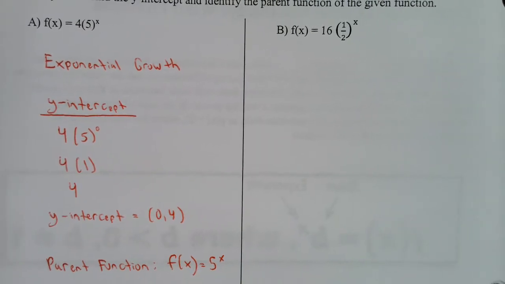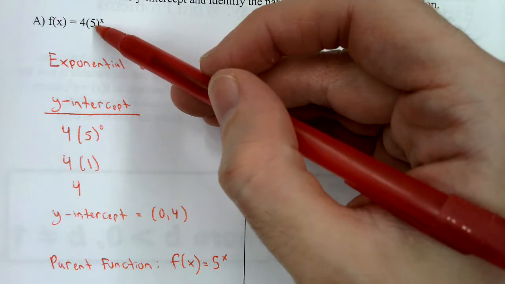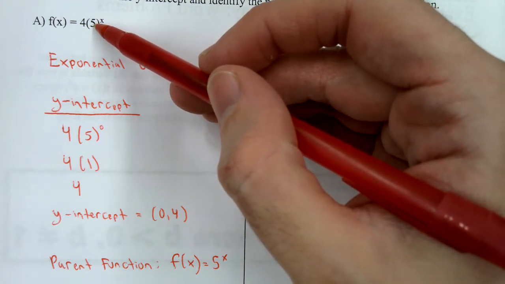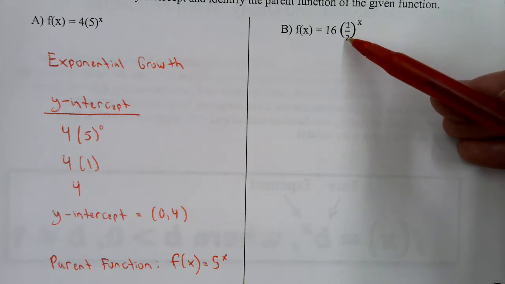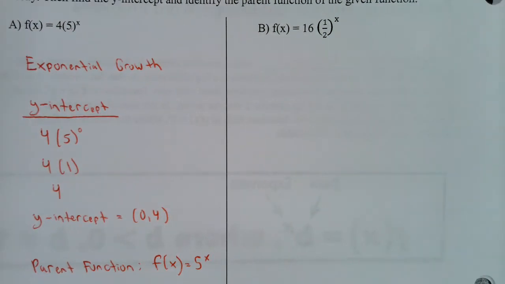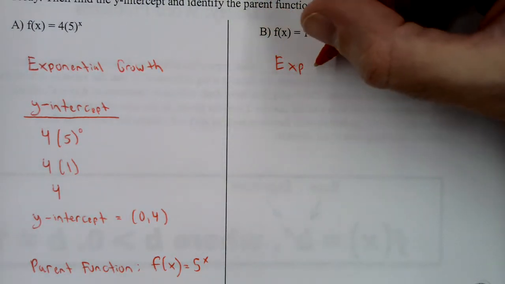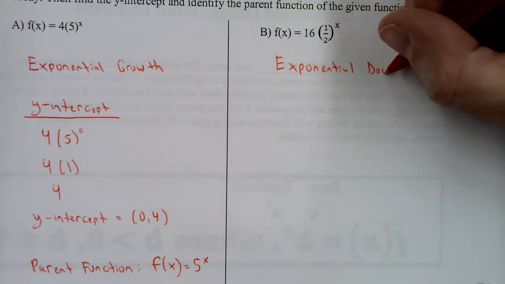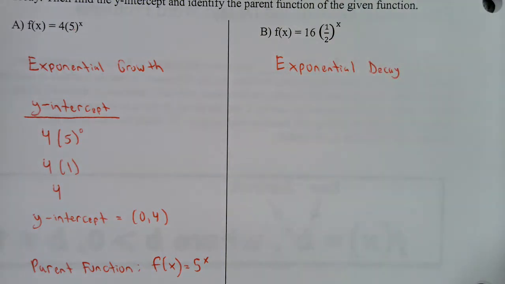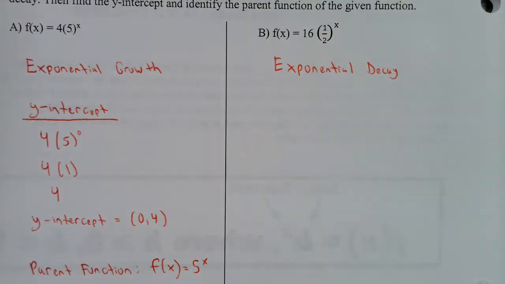Let's do another one. Again, for example 1a, it was exponential growth because the number being raised to the x power was greater than 1. In this example, the number being raised to the x power is a half. So since it's between 0 and 1, that is called exponential decay. It doesn't matter that the 16 is bigger than 1. The number that matters is the number in the parentheses being raised to the x power. Since that's between 0 and 1, it's exponential decay.